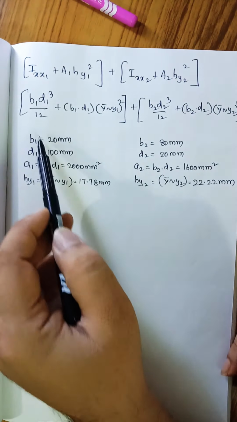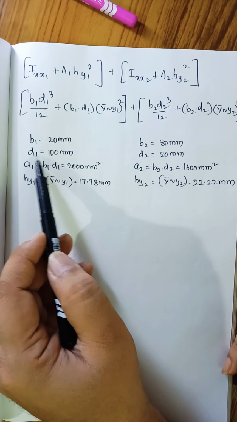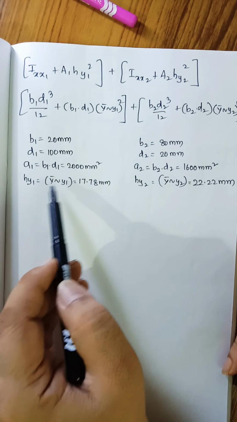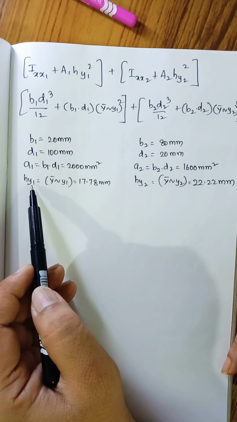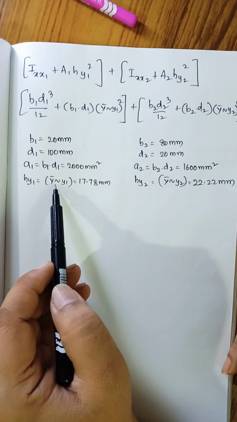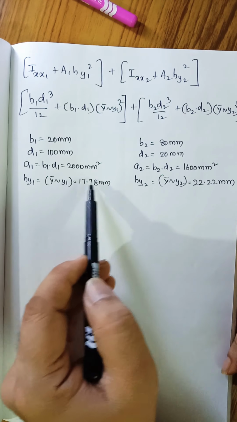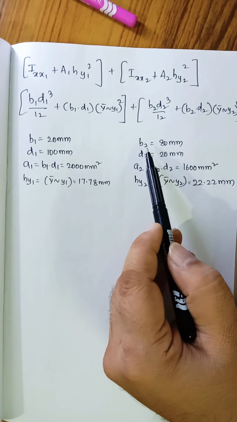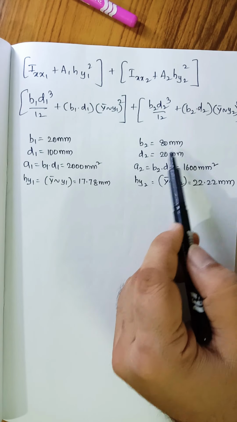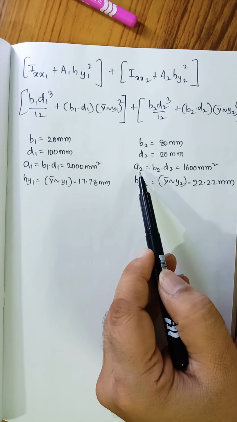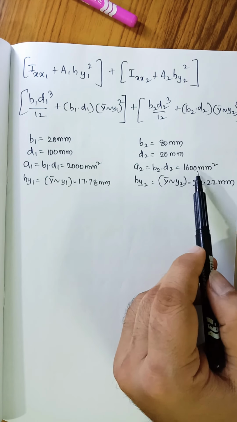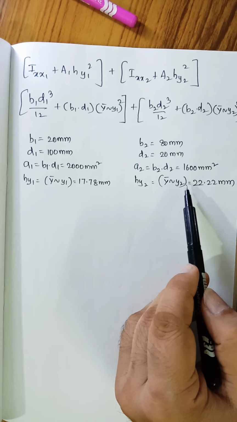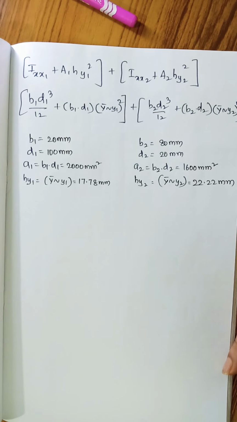So for the first rectangle we have b1 equal to 20 millimeter, d1 is 100 millimeter, a1 which is equal to b1 multiplied by d1, that is 2000 millimeter square, and hy1 is the difference between both the axes, that is y bar minus y1, which we have already calculated as 17.78 millimeter. And next, for the second rectangle we have b2 which is 80 millimeter, d2 which is equal to 20 millimeter, and a2 which is b2 multiplied by d2, that is 1600 millimeter square, and hy2 which is the difference of y bar and y2, that is 22.22 millimeters.